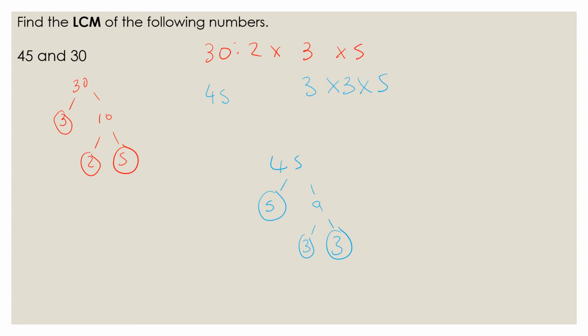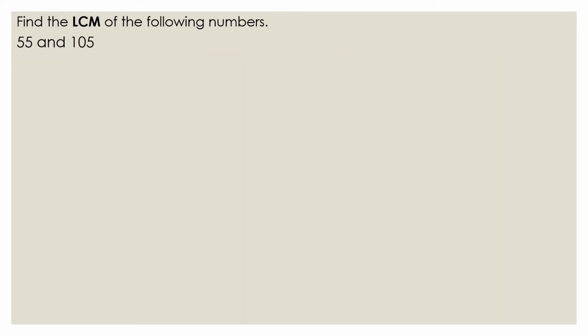I've only got 1, 2. We'll get rid of the duplicate 3 and we'll get rid of our duplicate 5 to give us 2 times 3 times 3 times 5. So 2 times 3 is 6. 6 times 3 is 18. And 18 times 5 is 90. So 90 is the lowest common multiple of 45 and 30. Another one to try here, pause the video and we'll go through the answers.